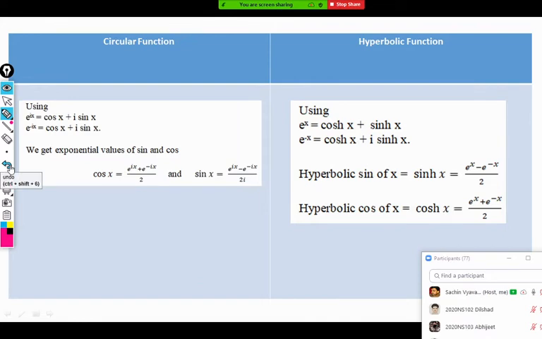Mainly you should remember this first result. e raised to x is cos hx plus sin hx. e raised to minus x is cos hx minus sin hx. Exactly the same thing happens when you add these two equations. The formula for cos hx will be e raised to x plus e raised to minus x upon 2. Sin hx is e raised to x minus e raised to minus x upon 2.